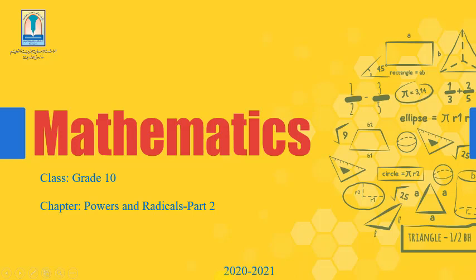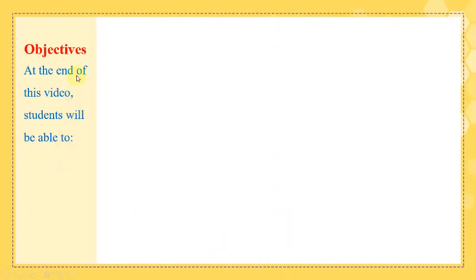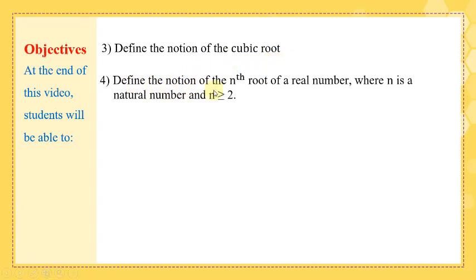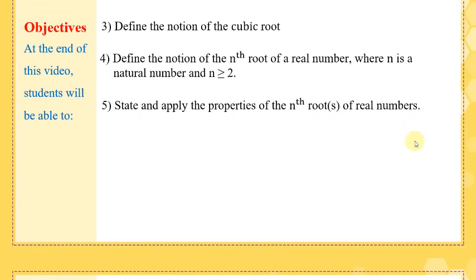We will continue our chapter Powers and Radicals Part 2. Objectives: define the notion of the cubic root. Define the notion of the nth root of a real number where n is a natural number and n is greater than or equal to 2. State and apply the properties of the nth root of real numbers.